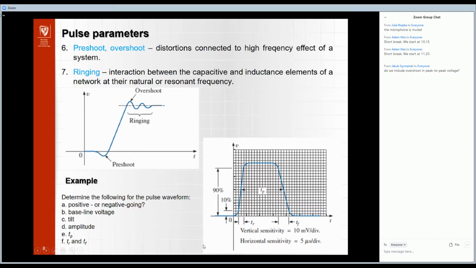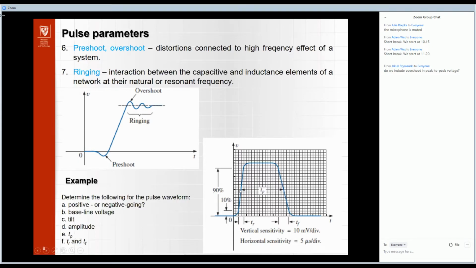Okay, here we have a picture, and now we can determine the following for the pulse waveform. Positive or negative going? I think it's positive going. Baseline, you see it is 0 voltage. Tilt is also 0. And amplitude is from 0 up to here. This is the picture from the scope, and the vertical sensitivity is 10 millivolts per div. So we have here 1, 2, 3, and 4, so the amplitude is 40 millivolts.